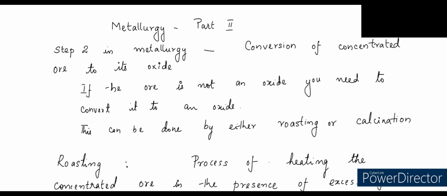Today, we are discussing Standard 10 ICSE Chemistry Metallurgy, the second, third, and fourth steps involved in metallurgy. Step 1 was already discussed in the previous episode. Step 2 in metallurgy is the conversion of concentrated ore, or dressed ore, to its oxide. There are two methods for conversion of ore to its oxide. The two methods are roasting and calcination.